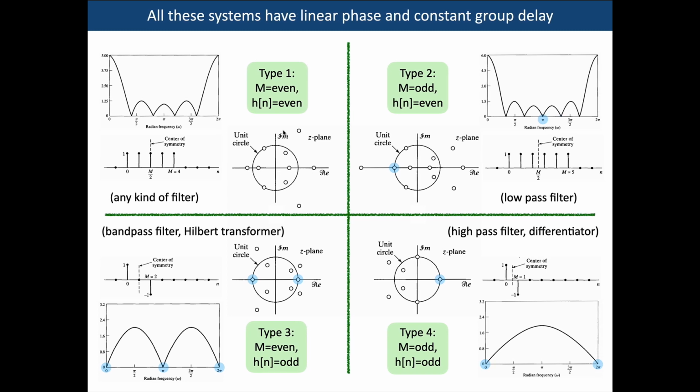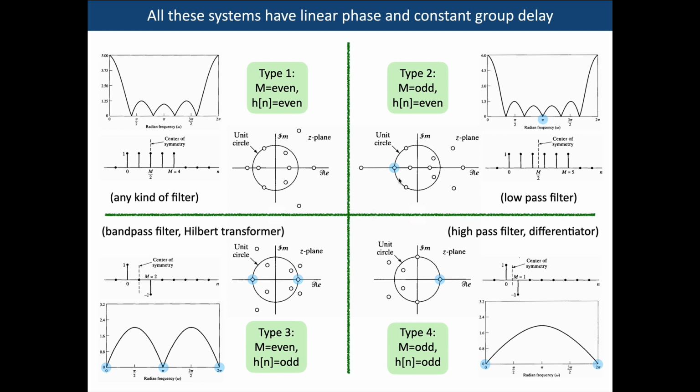So we have types 1, 2, 3, and 4. And I've included a mention of the symmetry of the impulse response and the order of the filter being even and odd: symmetry in the impulse response and even and odd orders. Now, for type 1, it turns out that there are no structural constraints on the locations of zeros. But for the other 3 types of filters, there are constraints.